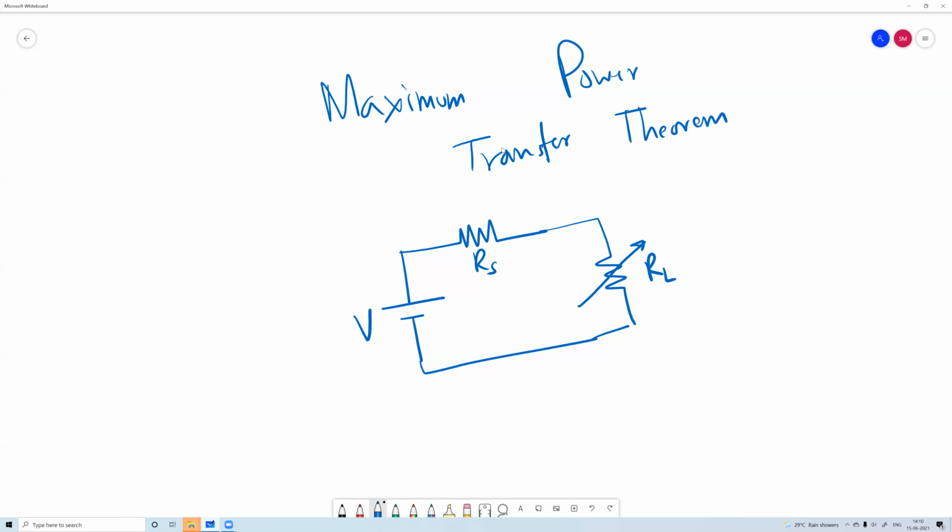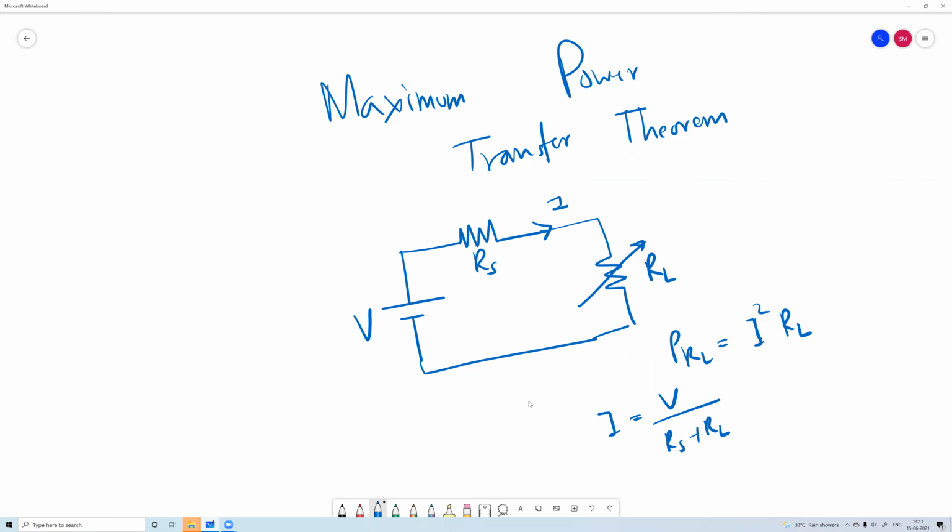Maximum value. That means RL should be infinite. But sir, I is the current, but what is PRL? PRL is I square into RL, right? Problem is, if RL is maximum, then I would be minimum, 0. Then this PRL will also be 0, right? So RL will not be maximum. Then what? So the maximum option is gone. Then what? RS should be minimum.